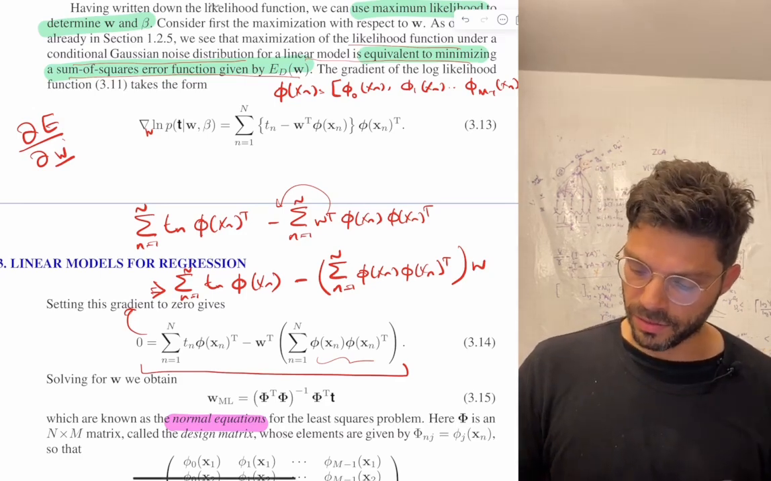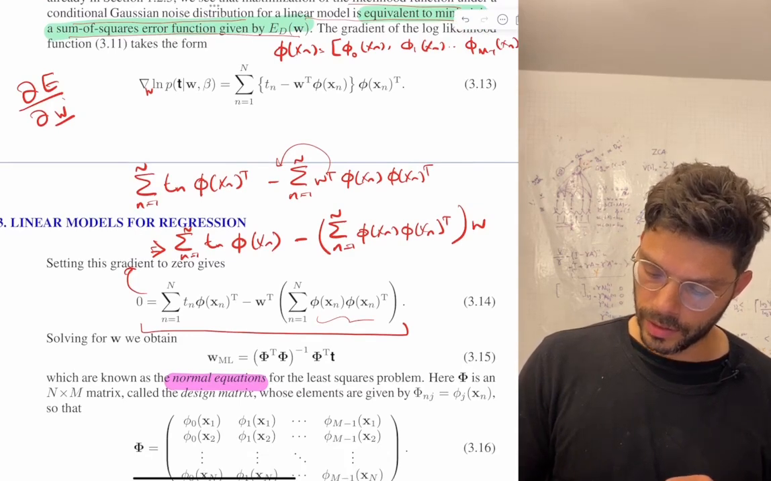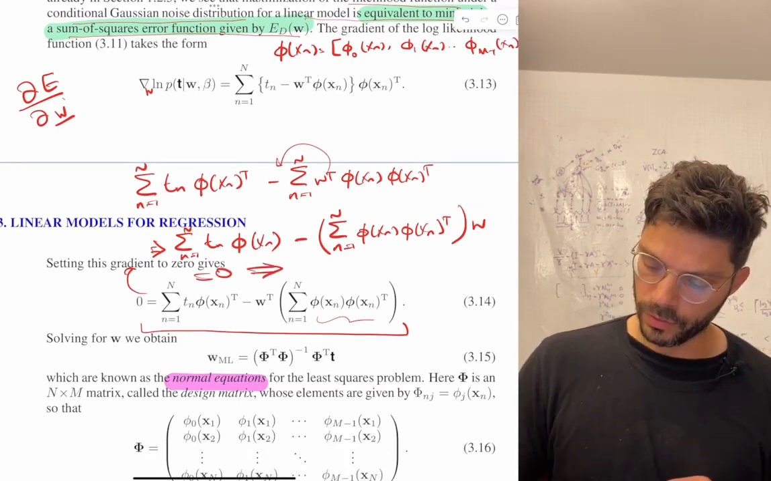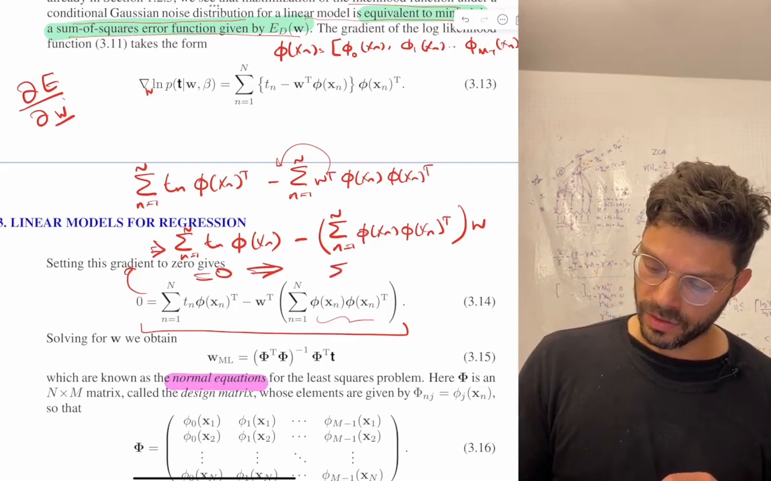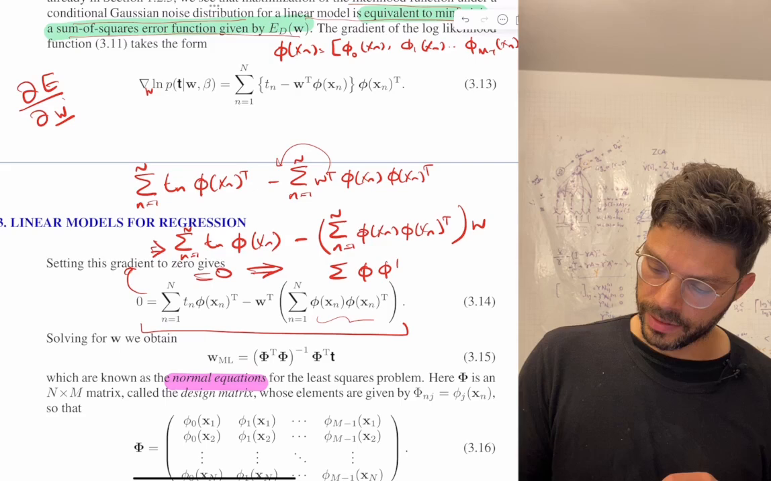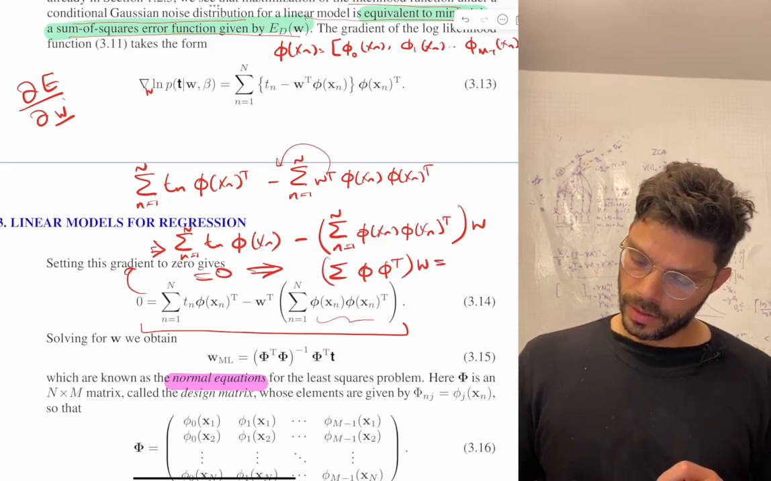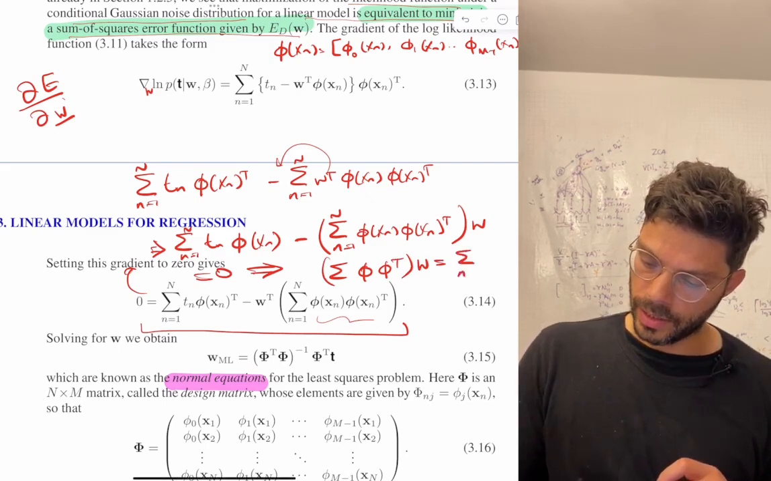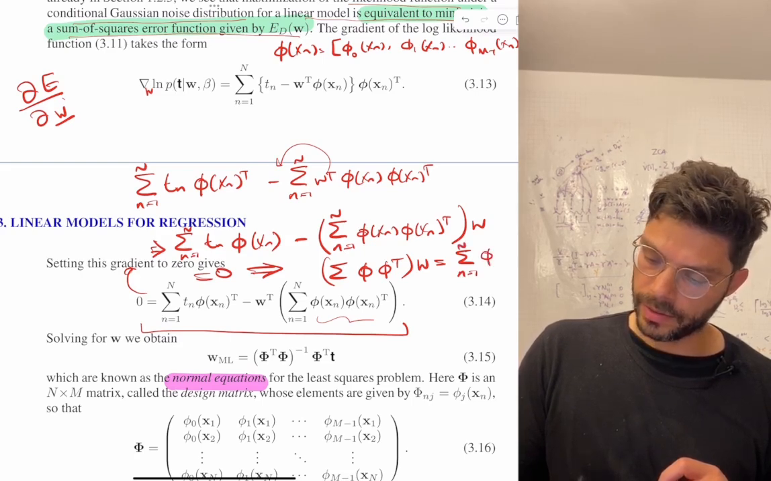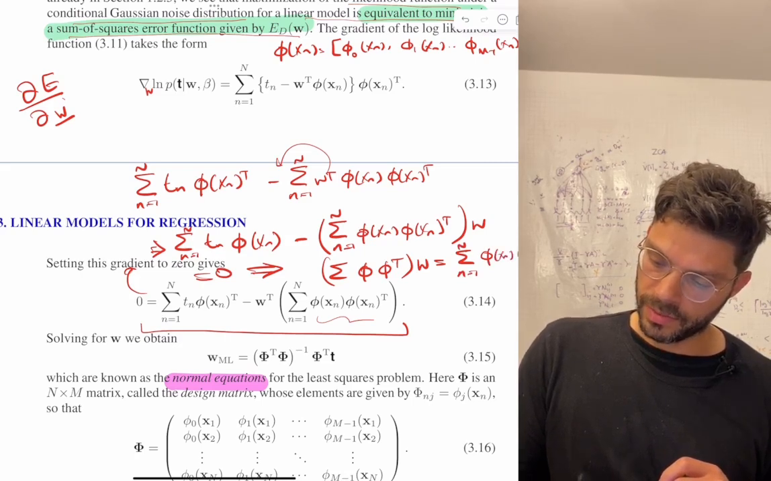And so then if we set that to 0, equals 0 goes to the sum of phi times phi transpose times w is equal to this sum on n equals 1 to N of phi of x_n times t_n.